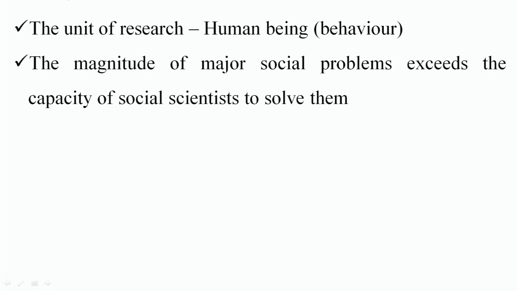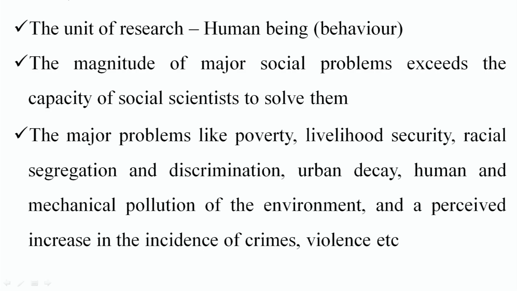Then, the magnitude of social problems exceeds the capacity of social scientists to solve them. That is the magnitude we need to understand, because it is not easy to address. Social sciences focus on issues like poverty, which is very complex in nature. We cannot attribute a particular factor to poverty. Similarly, livelihood security involves a number of factors, including economics, agriculture, infrastructure and other facilities. Also racial segregation, discrimination, urban decay, human and mechanical pollution of the environment, and perceived increase in the incidence of crime, violence, etc. A number of such things we keep on studying are ultimately for the benefit of society.